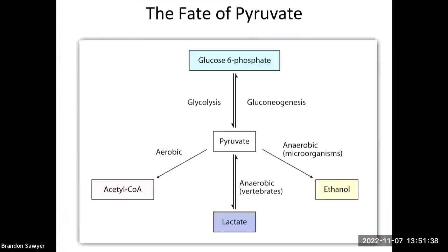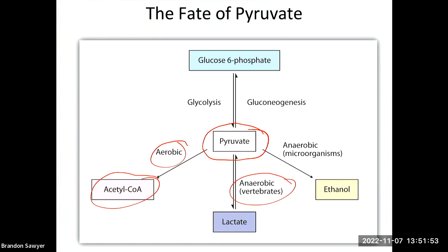Once we get to pyruvate, pyruvate really has two different options in humans, at least: the aerobic pathway and the anaerobic pathway. If it goes the aerobic pathway, it makes acetyl-CoA, and acetyl-CoA is what's going to start the Krebs cycle for us. If it goes the anaerobic pathway, it's going to turn into lactate, and that's the end. That's the end of the glycolytic system, the end of the anaerobic pathway.